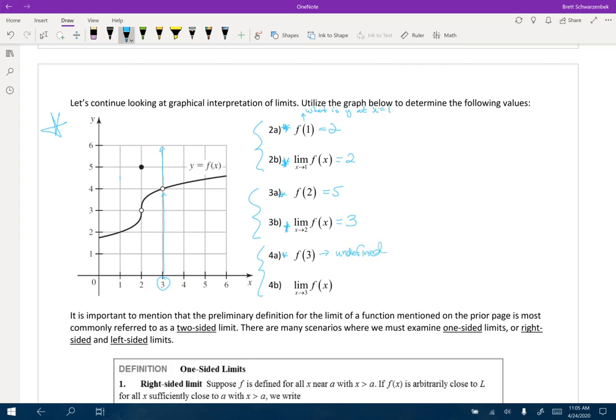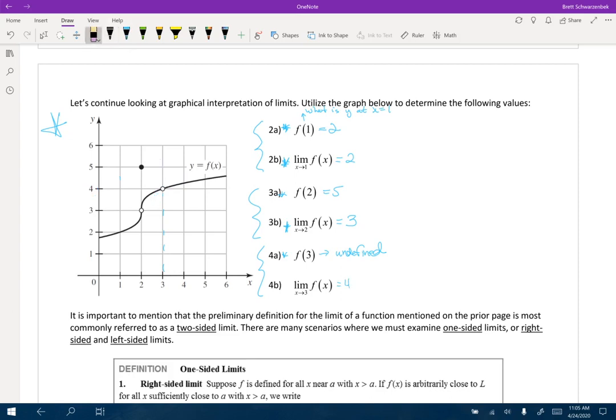Okay, so let's see if the limit is undefined. All right, so what do we do? We need to approach 3, which is this barrier here, from both sides. So let's go this side, and let's go this side. If we approach from both sides, what height are we approaching? Well, it looks like we're approaching x equals 4, or y equals 4.